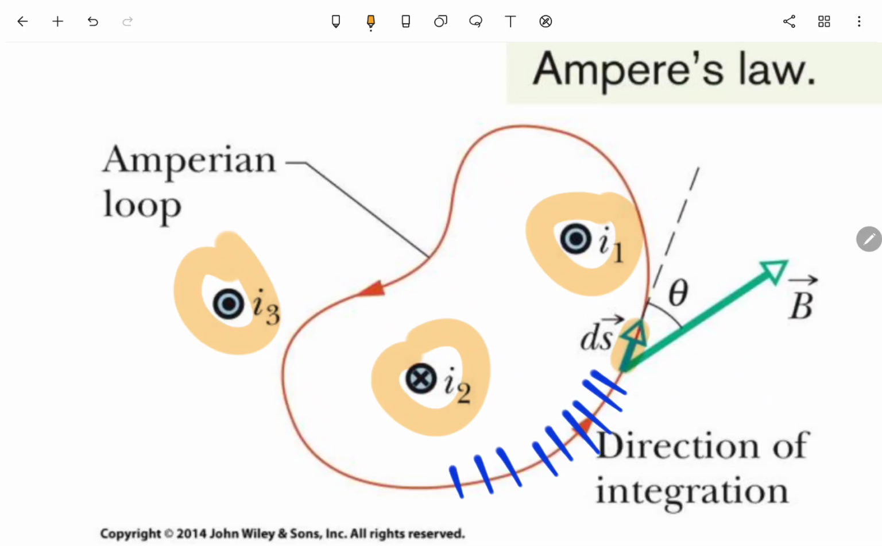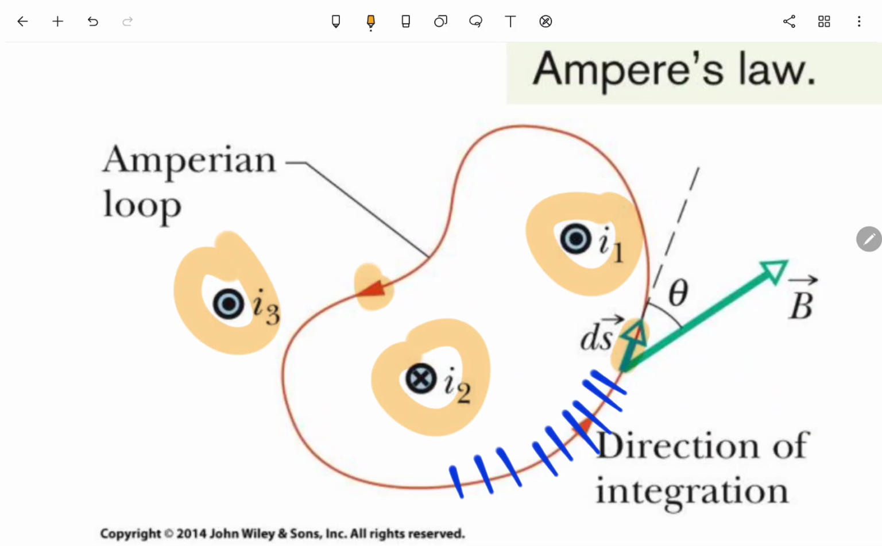And of course, this is a loop, so we should also define a direction. It can be either clockwise or counterclockwise. In this case, this is counterclockwise. The tangent line has two possible directions, so this ds will follow the direction of the loop, pointing to the top right at that point.